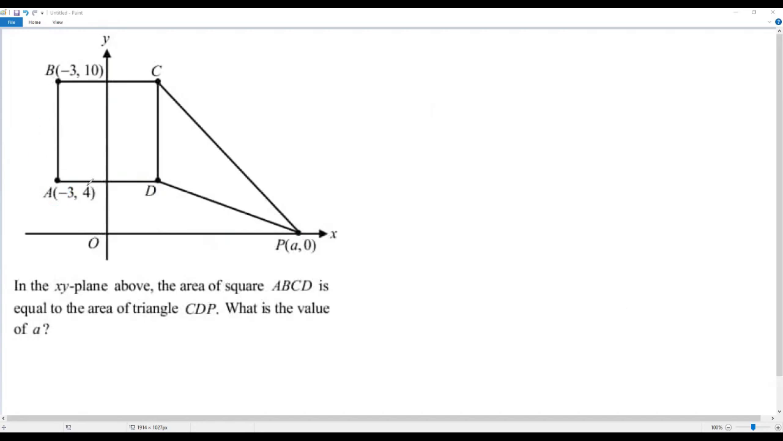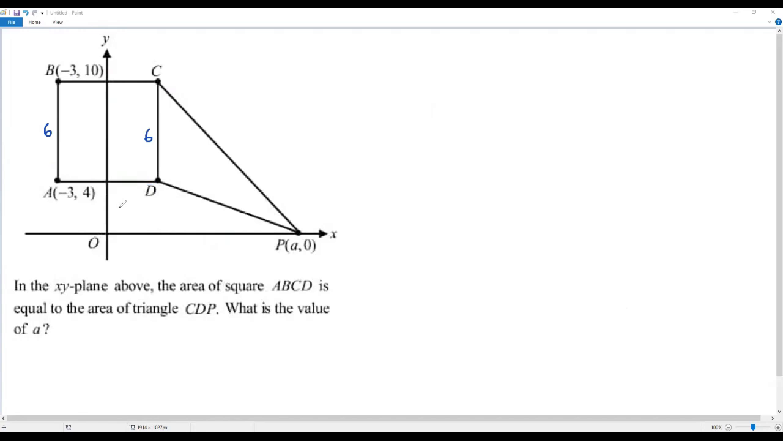For that, we have to consider the y-coordinates over here and here. So what is the distance from 4 to 10? That is 6. So 6 is the length of the side AB of the square. We know that in a square, all four sides are equal. Then the length of the side CD is also 6, the side BC is also 6, and the side AD is also 6.